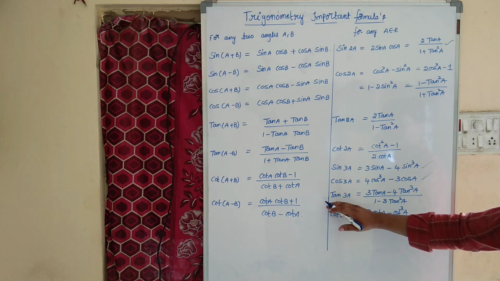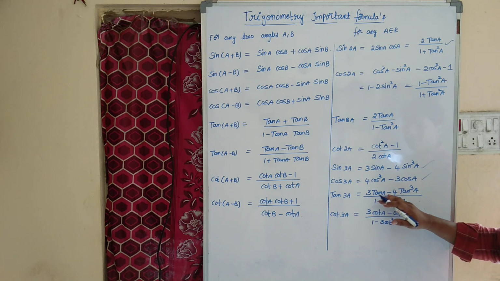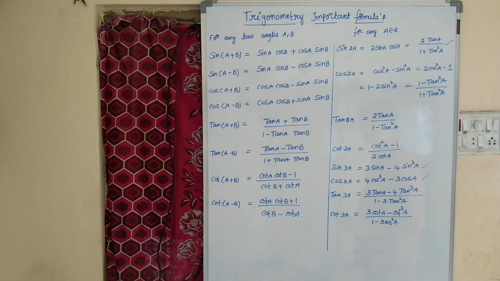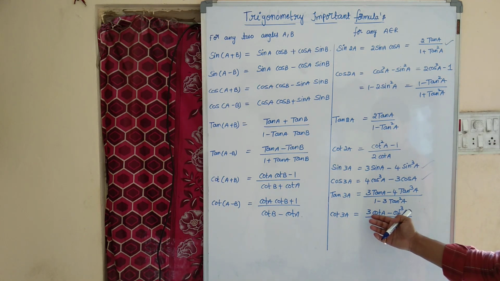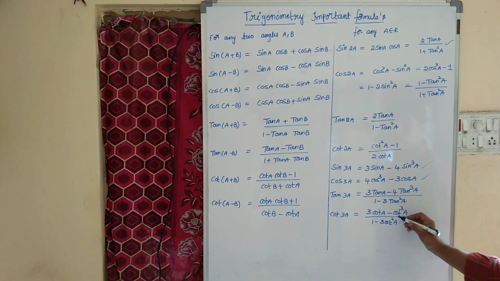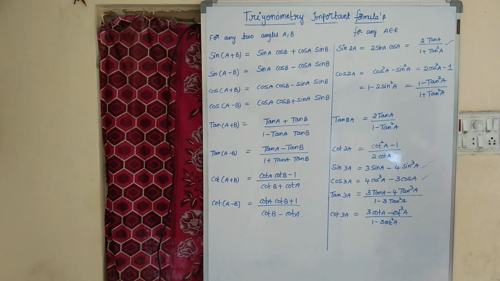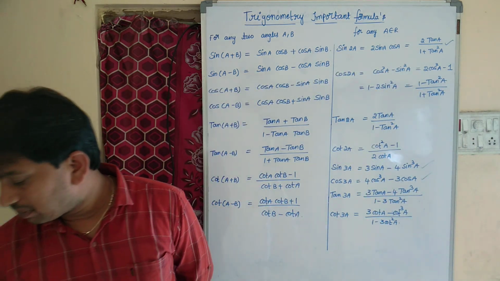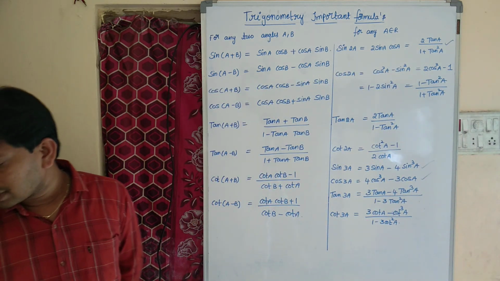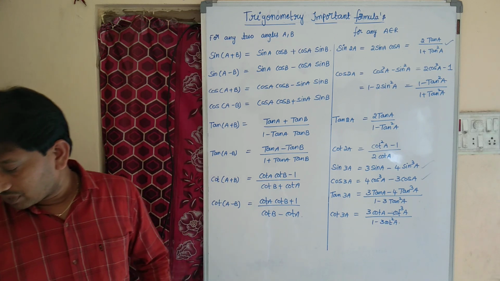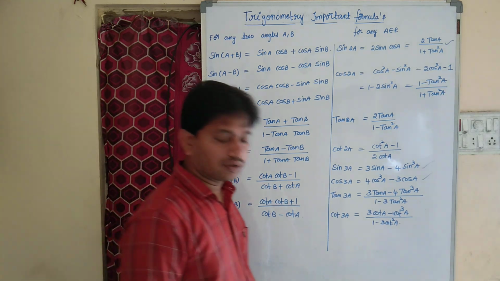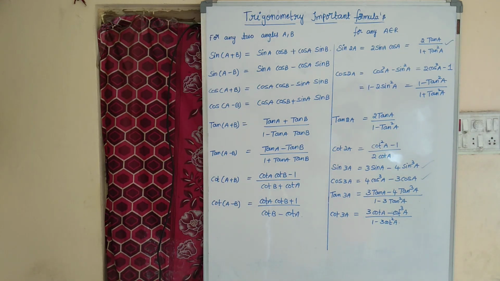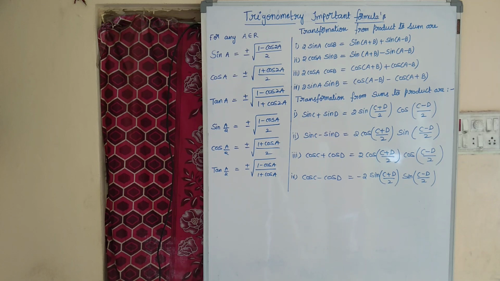What is the formula of tan 3A? Tan 3A equals 3 tan A minus tan cube A by 1 minus 3 tan square A. What about cot 3A? 3 cot A minus cot cube A by 1 minus 3 cot square A. Children, will you remember these formulas? Tan 2A, sin 2A, cos 2A. Okay, children? Yes, once again you revise these formulas so that you can remember all of them, children.